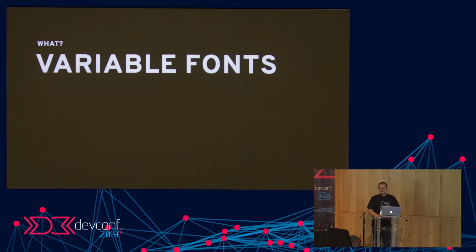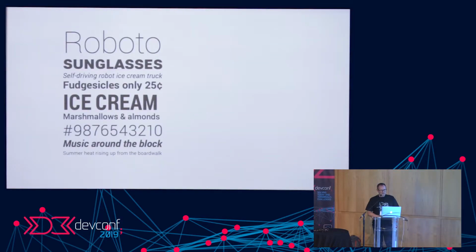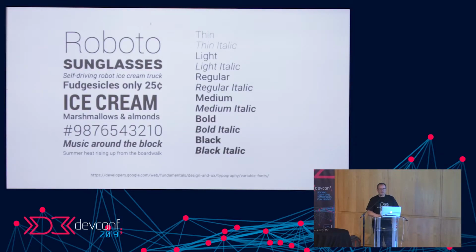Okay, so the future of fonts: variable fonts. Has anyone heard of these? It's an entire typeface in one file. So we can have a continuous range of design variants in our one typeface. This is an example, Roboto. You might have all those different styles: light, extra bold, italic, etc.